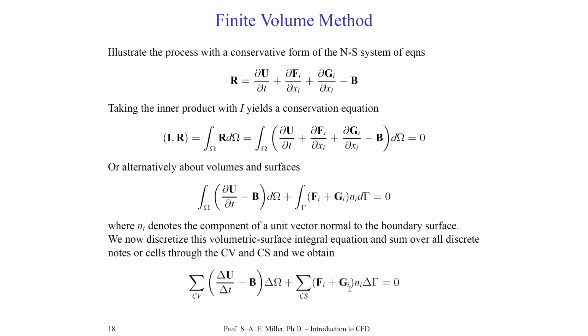So do f and g. But now f and g are being evaluated discretely over each control surface for each volume of the unstructured computational domain. We've replaced d omega with delta omega. This would just simply be the volume of each particular cell or volume, and d gamma with delta gamma, which is of course the surface area, and equal to 0.